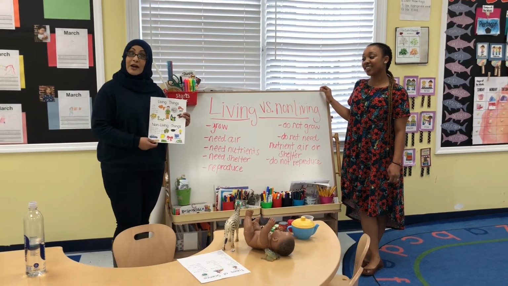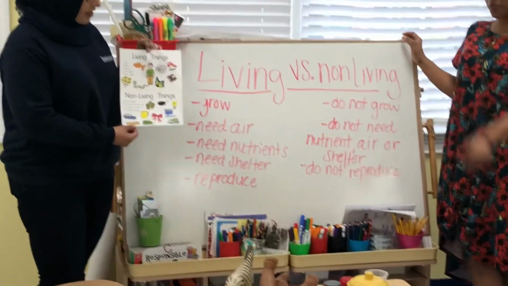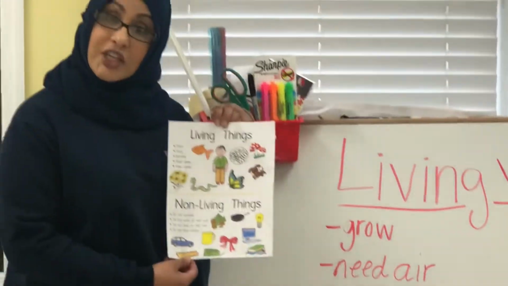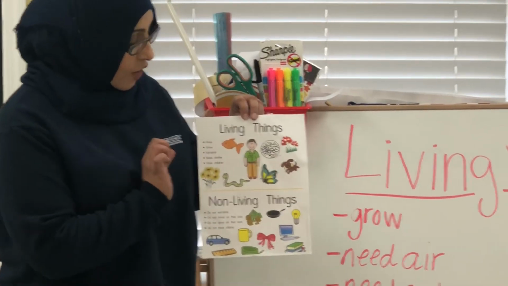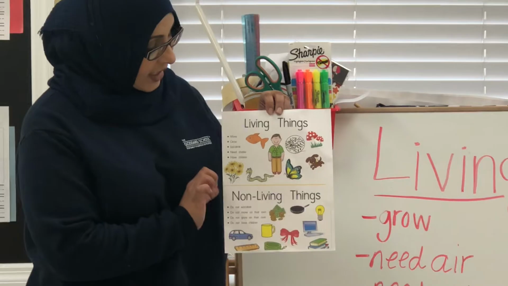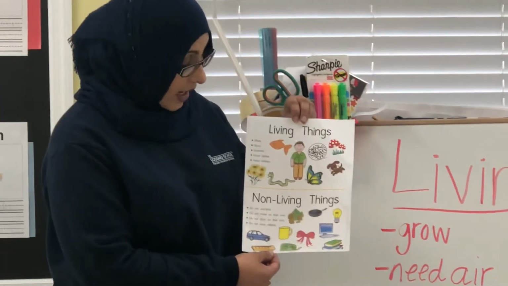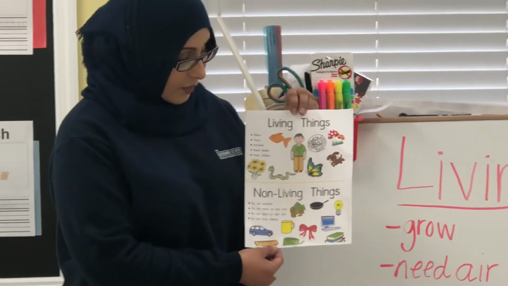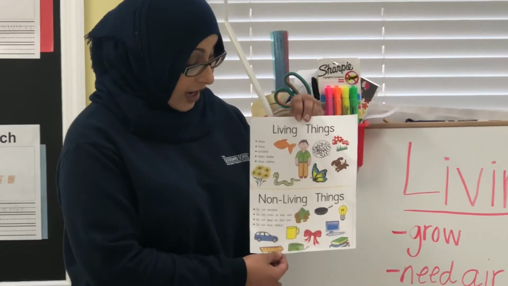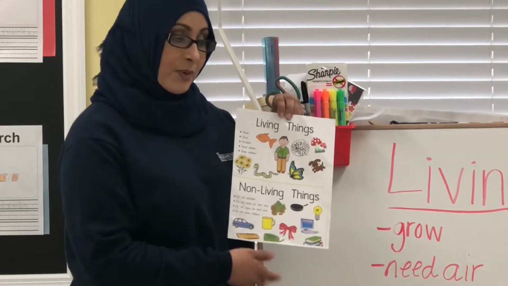Today we're going to talk about a little bit of science things. So in my hand I have a living thing and a non-living sheet. And let's review what living things are. Living things move, grow, eat and drink, need shelter, and have children. Non-living things do not eat or drink, they do not move on their own, they do not grow on their own, and they do not have children at all. And we'll review a little bit more with Miss Brittany.